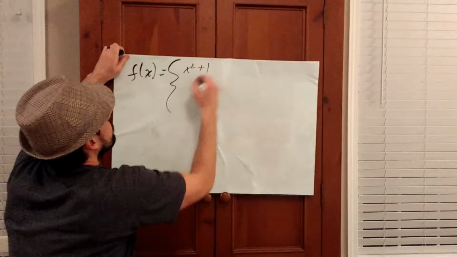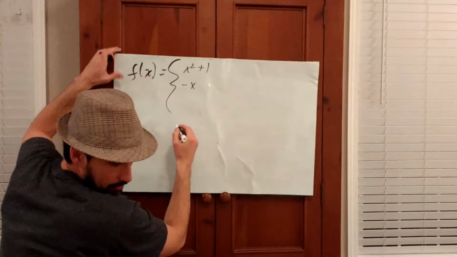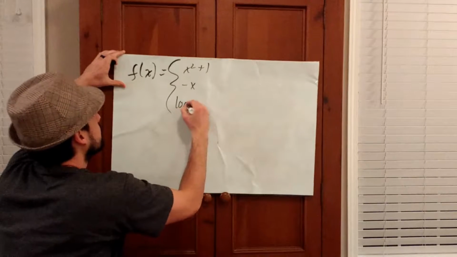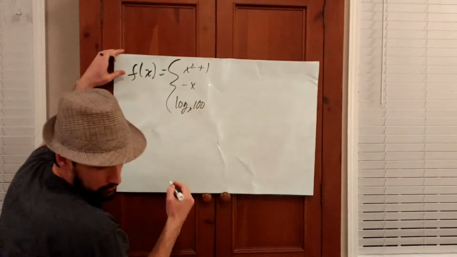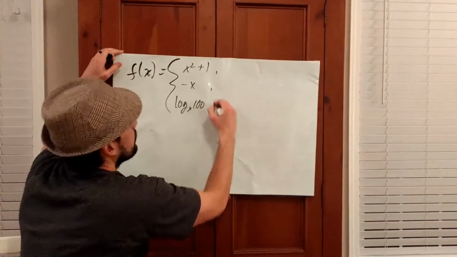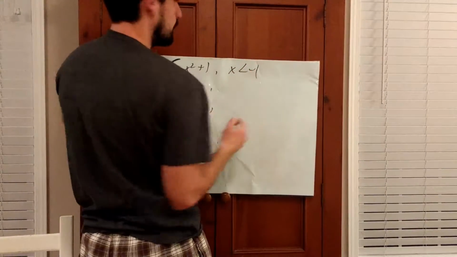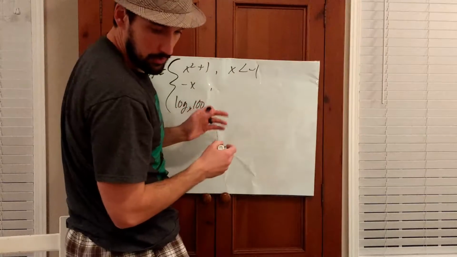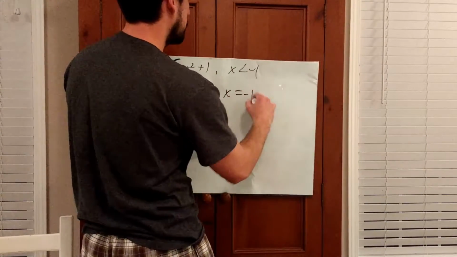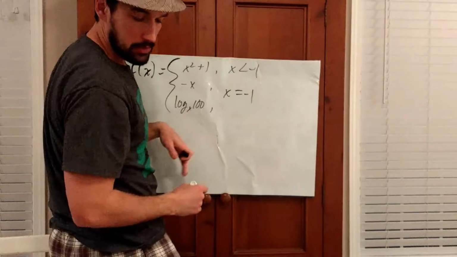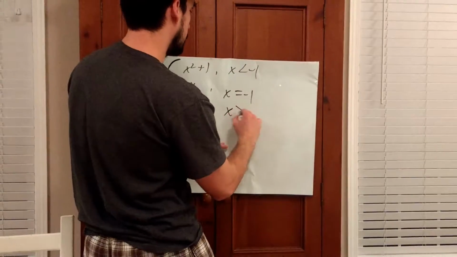x squared plus 1, negative x, and I was feeling kind of weird and I did log base x of 100. That wouldn't be the best one to do, but nonetheless, I chose it and you're stuck with it. So the pieces were picked based on the x values. So that means only one piece is going to apply based on the x value you try to plug in.